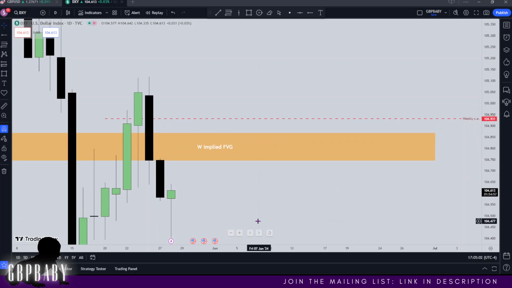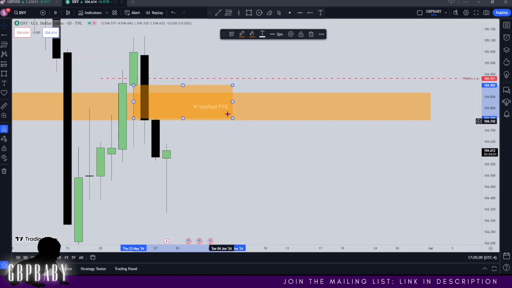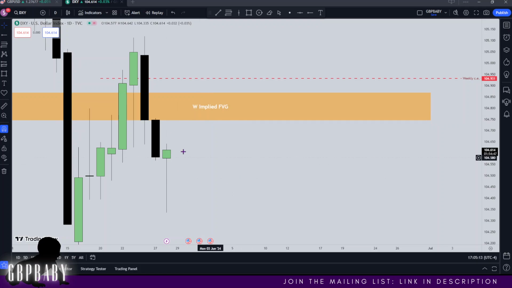And what you'll find is that this implied fair value gap actually lines up nicely with this implied fair value gap. So I do believe that price is going to continue to draw up into here, moving into Wednesday and possibly Thursday. So yeah, that's pretty much my bias moving into Wednesday.